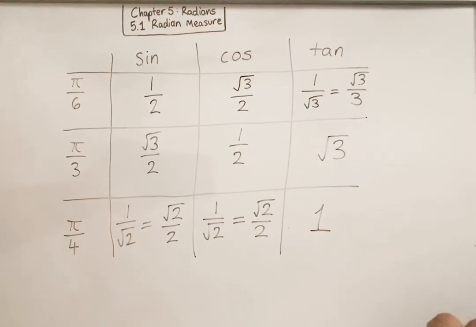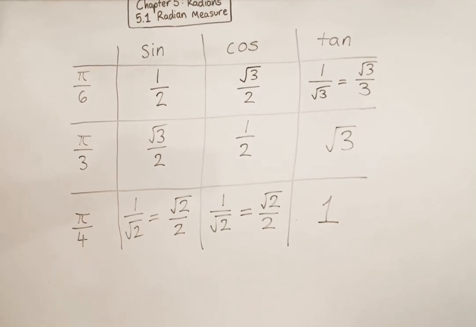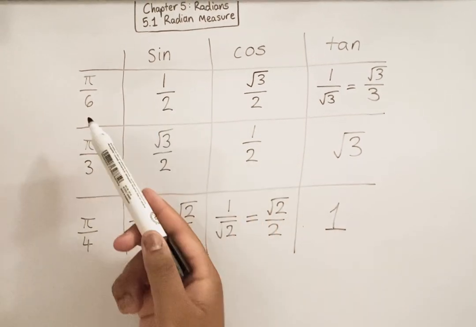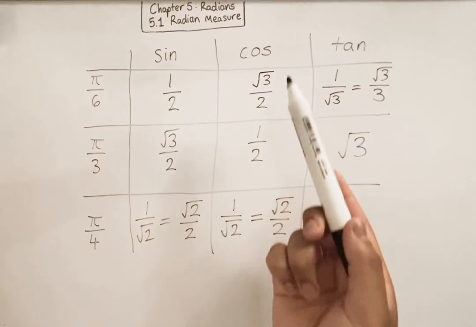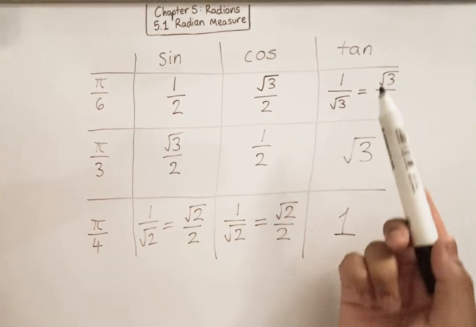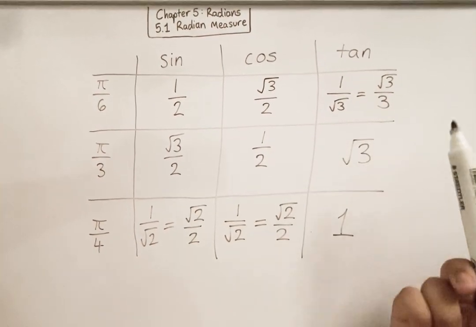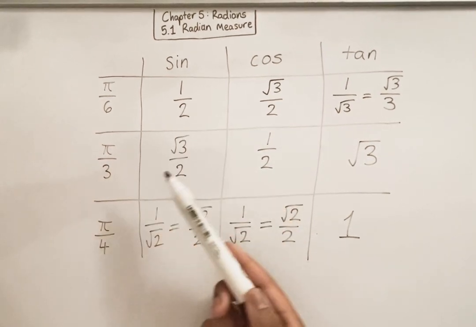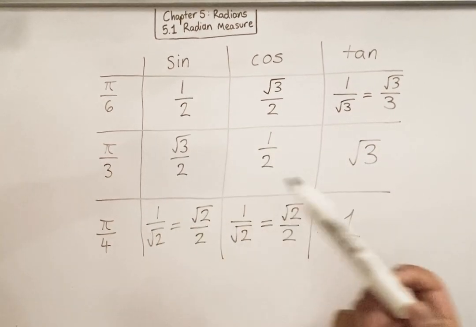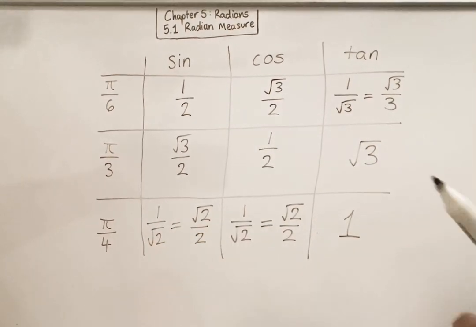You'll need to know some of the exact values for trig ratios of angles in radians. The sine of pi over 6 is the same as sine of 30 degrees, which is a half. Cos will be √3 over 2, and tan will be 1 over √3, which is the same as √3 over 3. Pi over 3 is 60 degrees, so sine of pi over 3 will be √3 over 2, cos of pi over 3 will be a half, tan of pi over 3 will be √3.